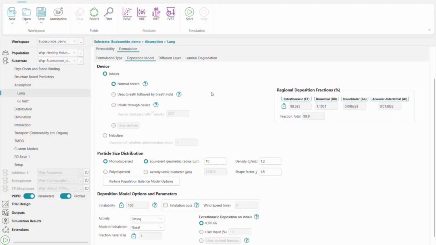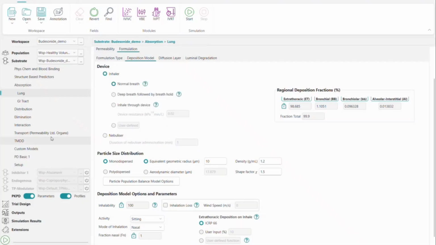Deposition is the most complicated part of the ADAMI model. I guess it's something that's a little bit different from other permeability limited tissues. In terms of device, you can choose the inhaler or nebulizer. For budesonide, we're interested in an inhaler study, but just to click on the nebulizer for a moment, there's a parameter here for setting the duration of the nebulizer administration. It could be that the total dose is administered over a period of maybe 10, 20 minutes even. So you can change the time of the administration there, and then it acts more like an infusion dose into the lung fluid.